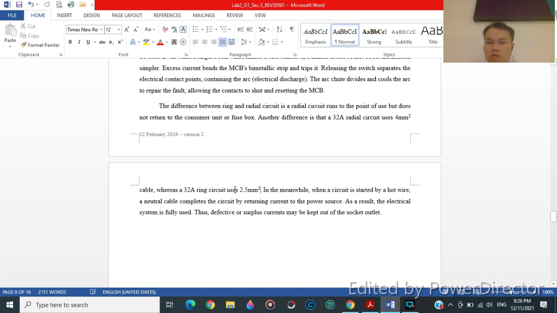While for the neutral wire, when a circuit is started by the hot wire, a neutral wire completes the circuit, returning current to the power source. So this will cause the defective or excess current to be left out of the circuit itself. So the electrical system is fully used.